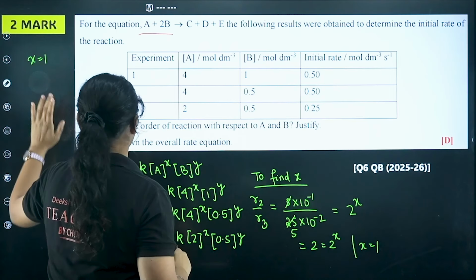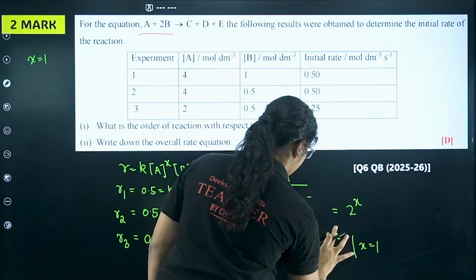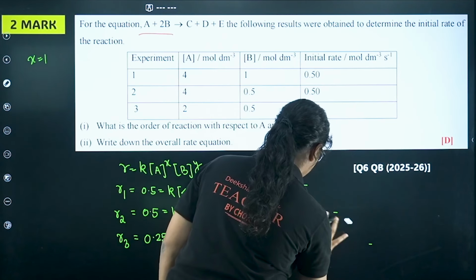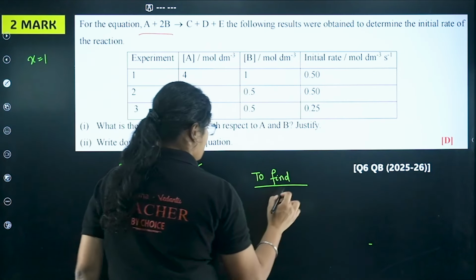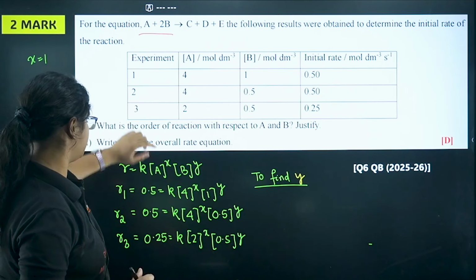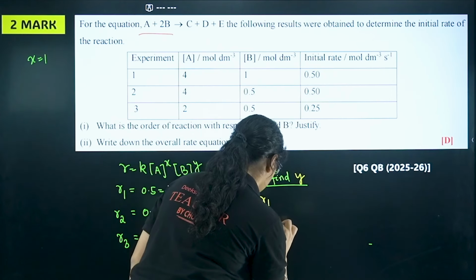Now next part is what? To calculate the value of Y. Okay, so I will find the value of Y here. How can you find that? That is also very simple. See, to find the value of Y, you need to have X constant, and X is constant in 1 and 2, right? So take reaction 1 and 2, R1 by R2, okay?